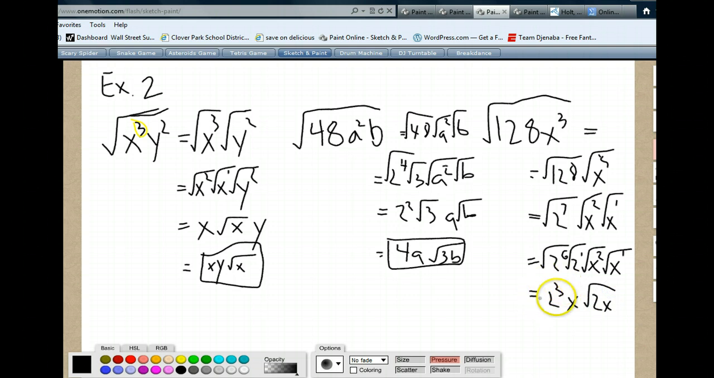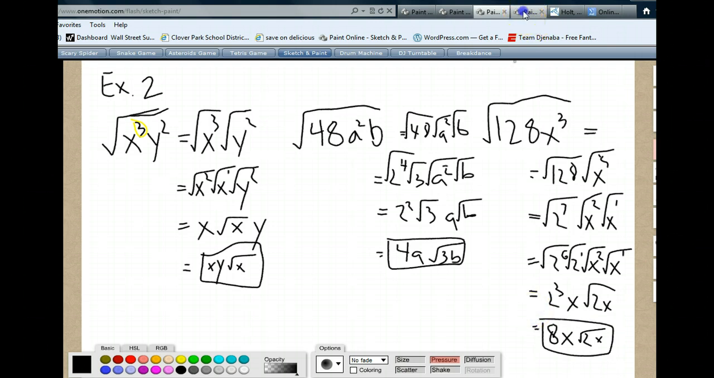Last step would be to simplify this. So 2 cubed is going to be 8. So final answer, 8x square root 2x. Box it up.